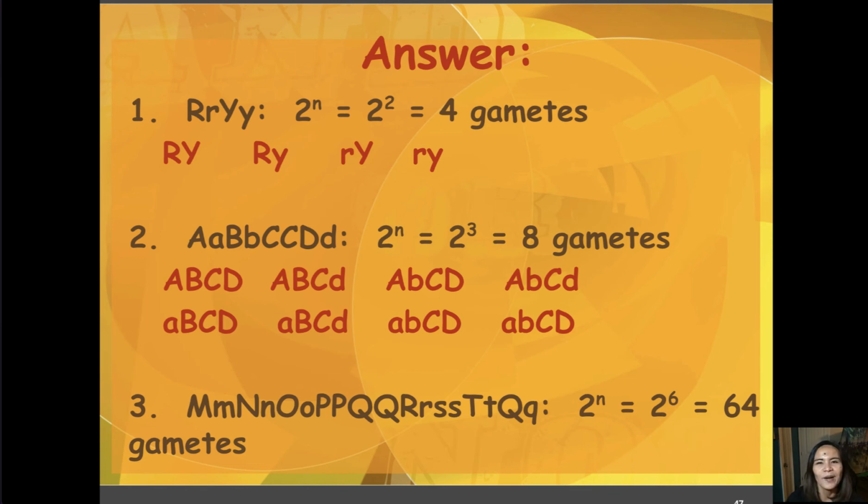Of course, I'm not going to put that all together, but if you get the idea of how you can count how many gametes there are, that depends on how many heterozygous traits there are in a cross.